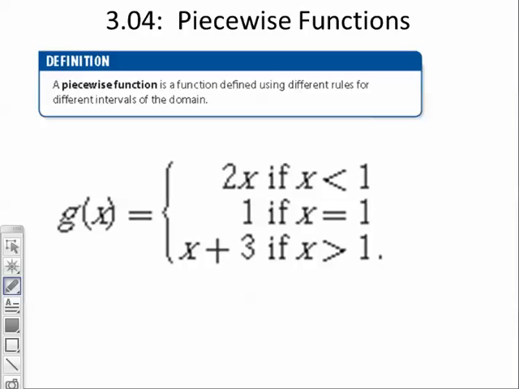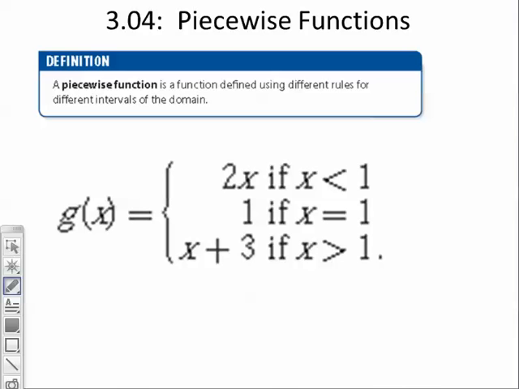A piecewise function is any function in which the function doesn't have the same expression all the time. As you can see from the one given up here on the screen, for x less than 1, we're using 2x. If x is equal to 1, we're using the value 1. And when x is greater than 1, we're using x plus 3. This is what's known as a piecewise function. I'm defining it differently over different domains, okay?